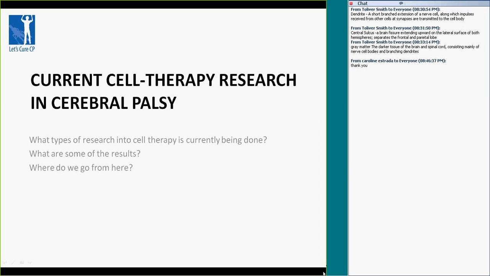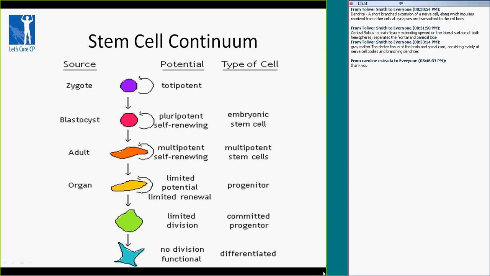Now we're going to get to where everybody's heart is here. The current cell therapy research in cerebral palsy. What type of cell therapy research is being done? We'll go over some of the results and where we're going from here. Next slide, please.